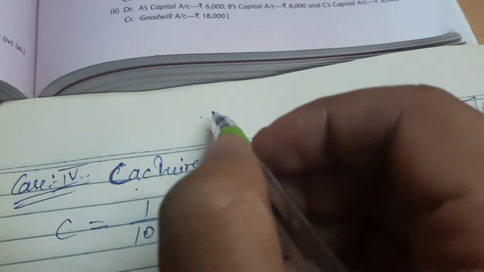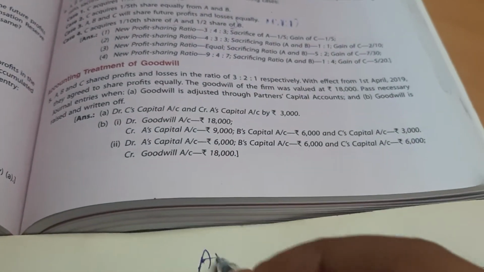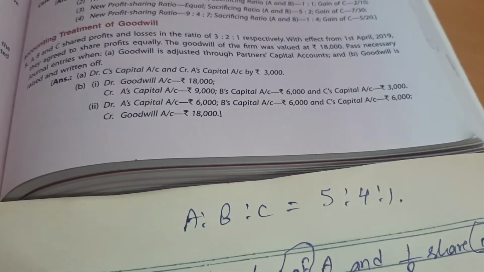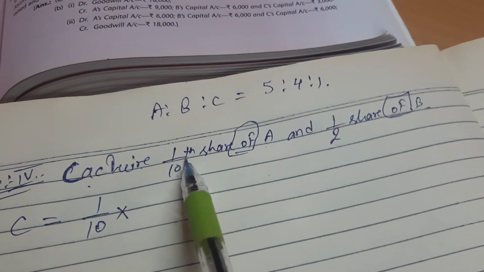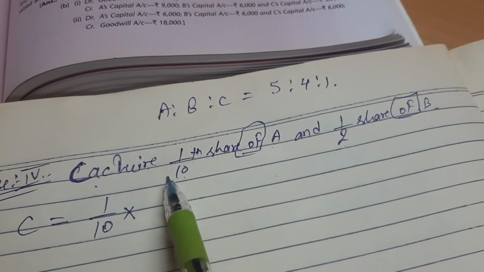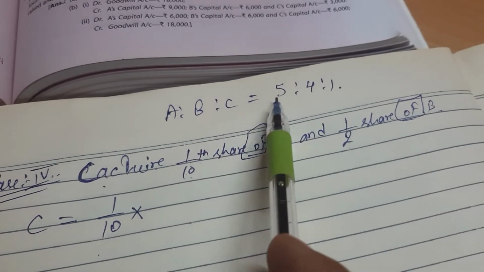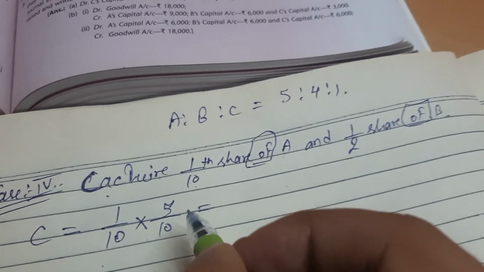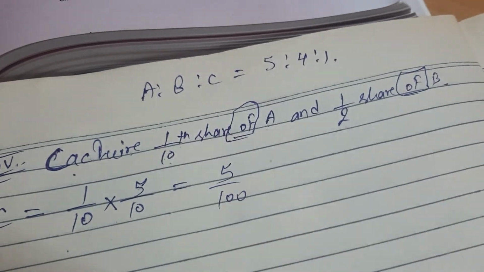We know that the old ratio in the question is 5:4:1 for A, B, C. And the question says C acquires 1/10 share of A. So 1/10 of means multiply by the share of A. What is the share of A? It is 5 by 10. So the share which C is acquiring from A is 5 by 100.